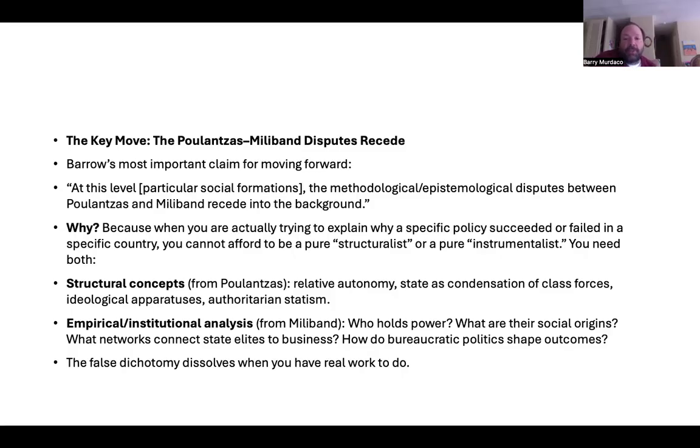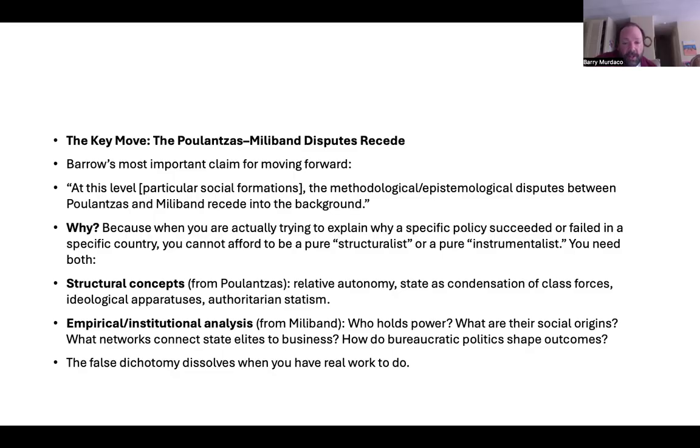Because when you're actually trying to explain why a specific policy succeeded or failed in a specific country, you cannot afford to be a pure structuralist or a pure instrumentalist. You need both. Structural concepts from Poulantzas: relative autonomy, state as a condensation of class forces, ideological apparatuses, authoritarian statism. These are some of the key concepts that he uses.